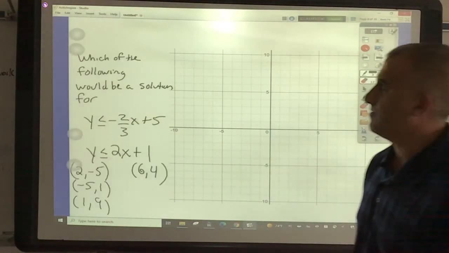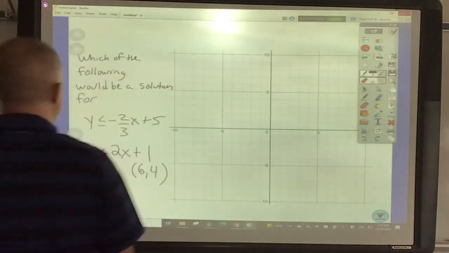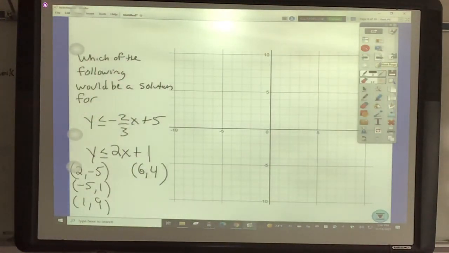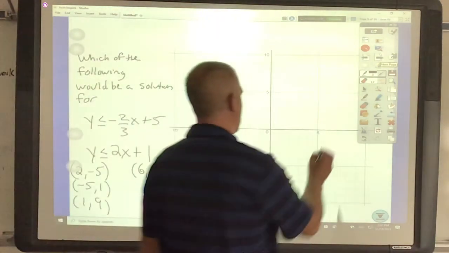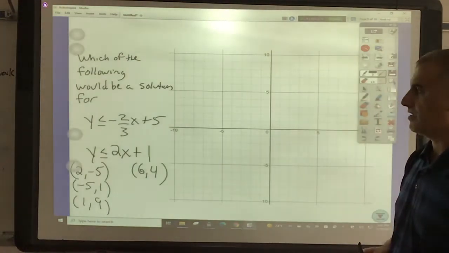Okay? Now, it says, which of the following would be the best solution for these graphs? So what you want to do is you want to figure out what those are. All right? Okay?